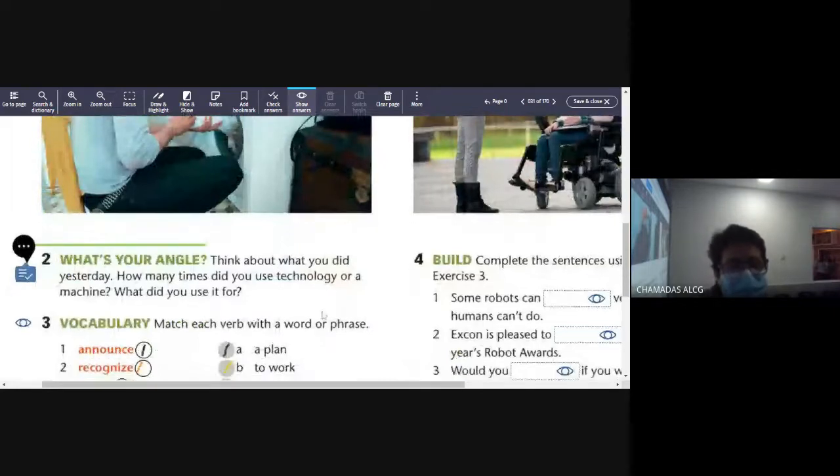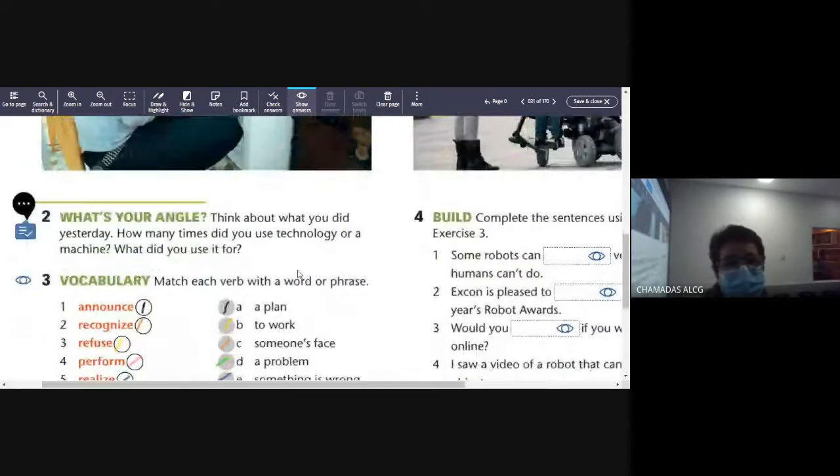Okay. So think about what you did yesterday. How many times did you use technology or a machine? It's difficult. That amount is kind of difficult to count. We use them every day, and we never count, right? We know we use them, but we don't really stop and count.